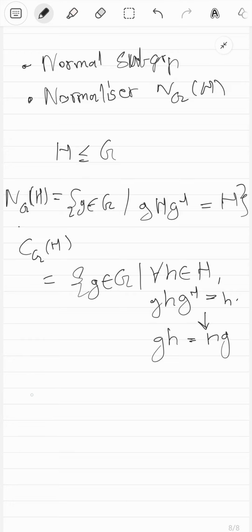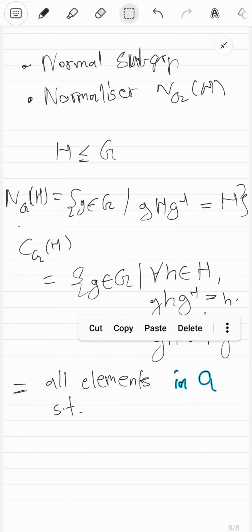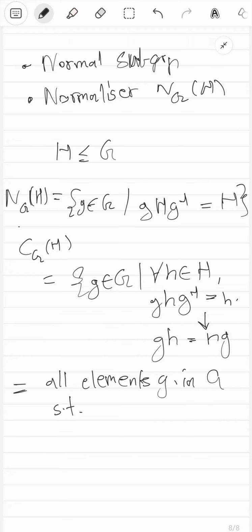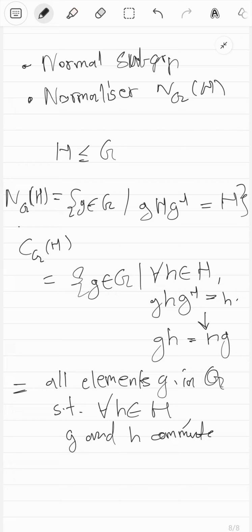So if I had to write in words, it's basically all elements small g in capital G such that for all elements h in H, g and h commute. I know it sounds very funny in words, but I think on the screen it's clear what I'm doing. So we defined the centralizer.